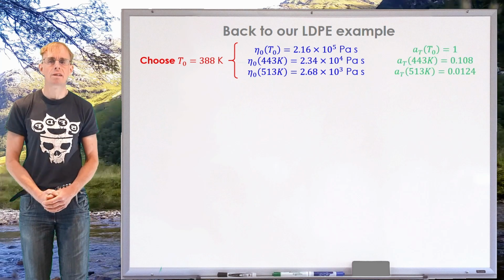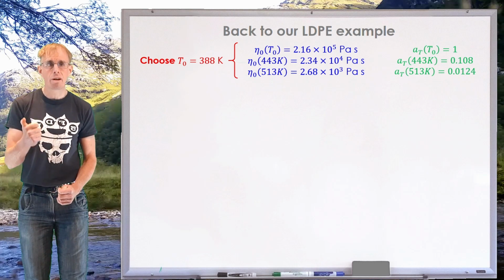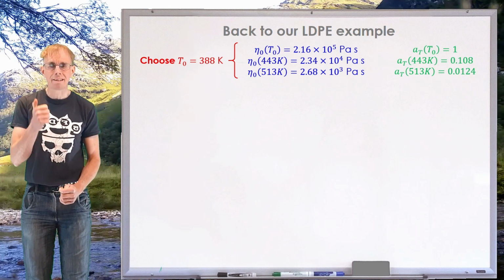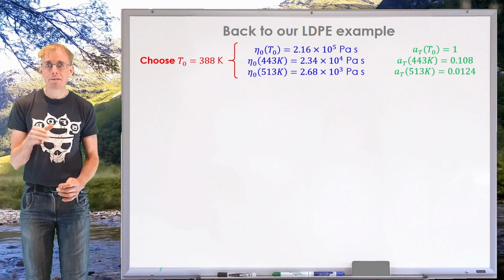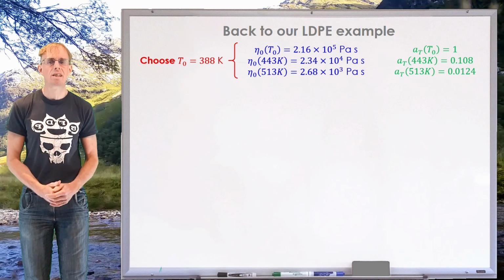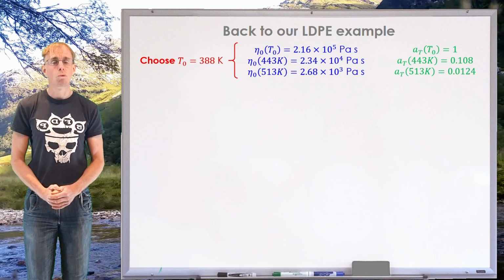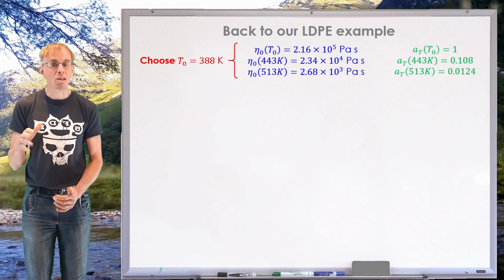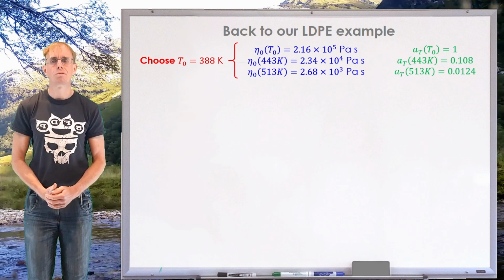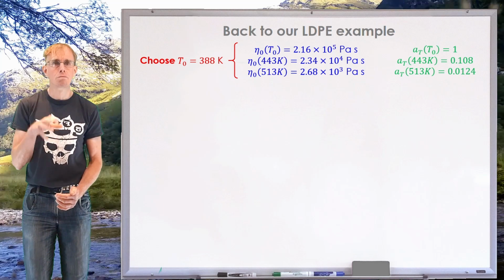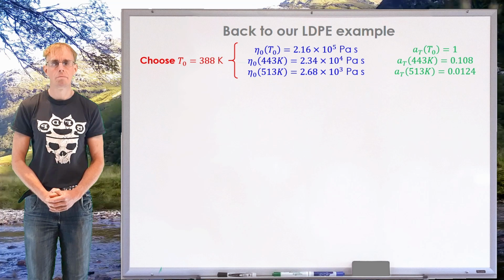That was 388 Kelvin. If I look at the graph of the materials, I can find the low shear rate plateau viscosity at each of the different temperatures. And we can see on the board there that indeed at 388 Kelvin, I've got roughly 2 times 10 to the 5 pascal second. At the next temperature, 443 Kelvin, we've got around 2 times 10 to the 4 pascal second, an order of magnitude reduction. And then for our hottest temperature at 513 Kelvin, we've got yet another rough order of magnitude reduction in our low shear rate plateau viscosity.